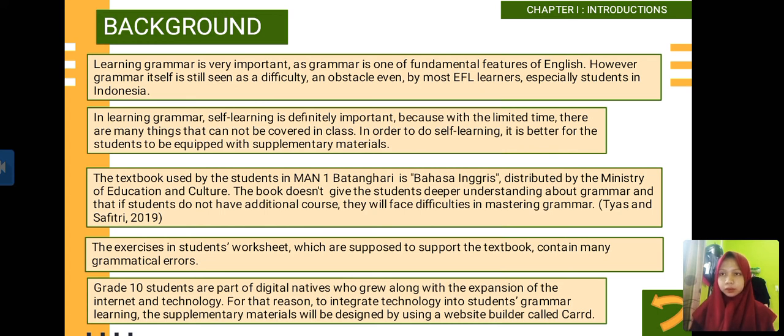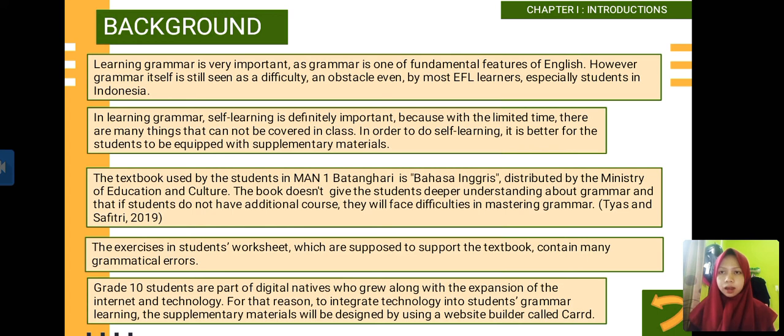Also, as we know, in learning grammar, self-learning is very crucial because with the limited time, the teacher cannot cover everything in class. The students might join additional course outside of the school, but this option is often not considered because to join additional course, it might require a certain amount of money. So, if they want to do self-learning, it is better for them to be equipped with supplementary materials. Supplementary materials may come in various forms, such as songs, videos, games, students' worksheet, websites, and many more.